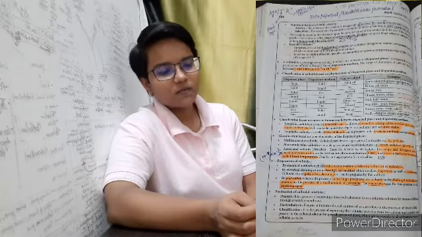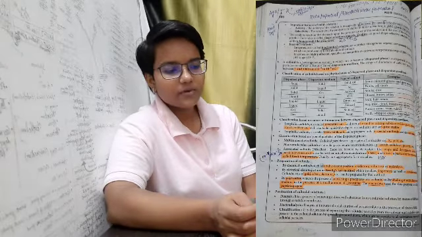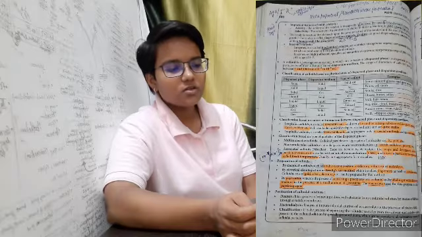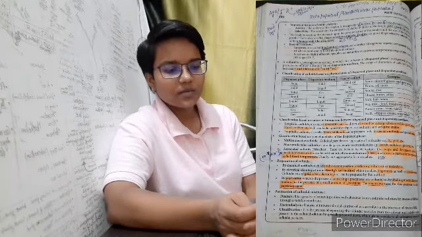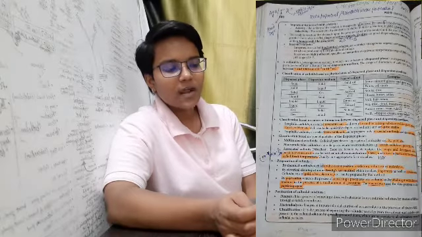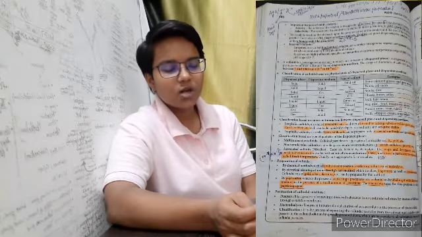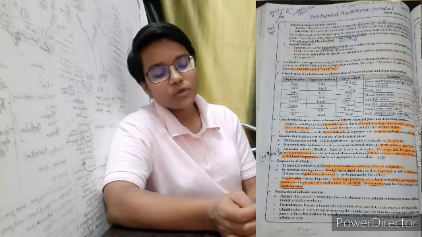By peptization, which is the process of converting a precipitate into a colloid by shaking it with the dispersion medium in the presence of a small amount of electrolyte. The electrolyte used for this purpose is called the peptizing agent.